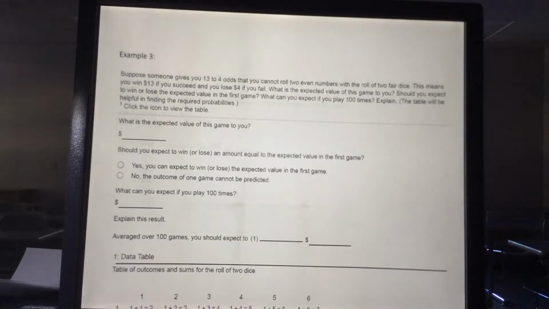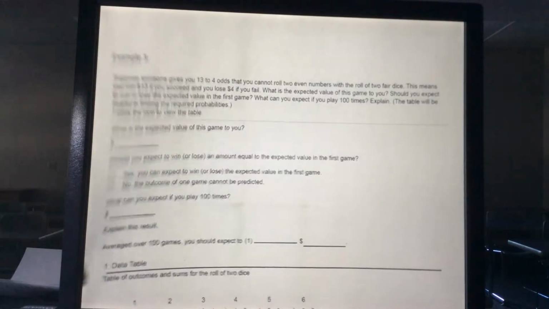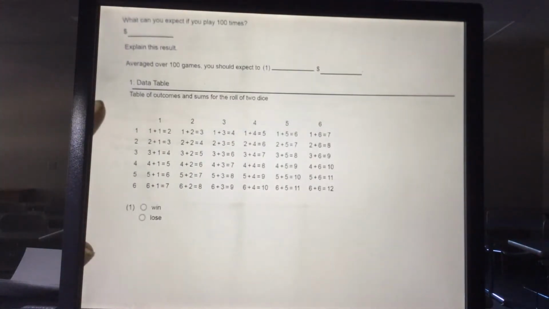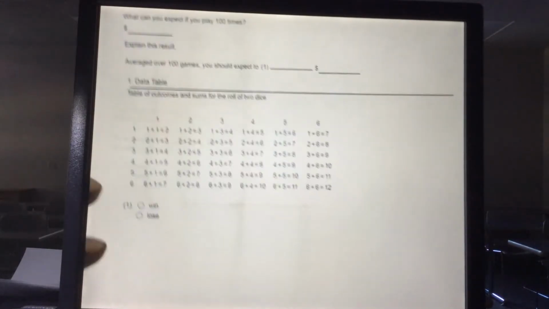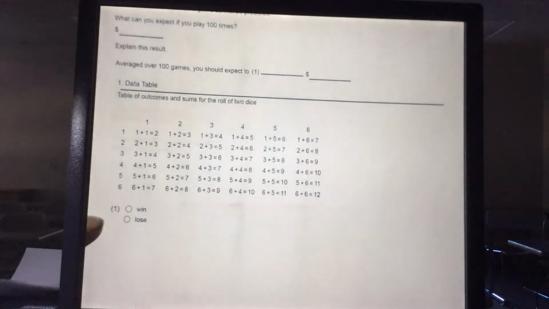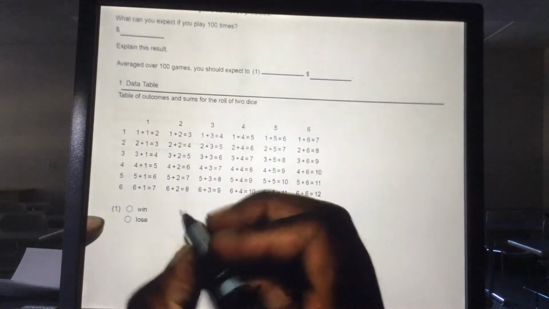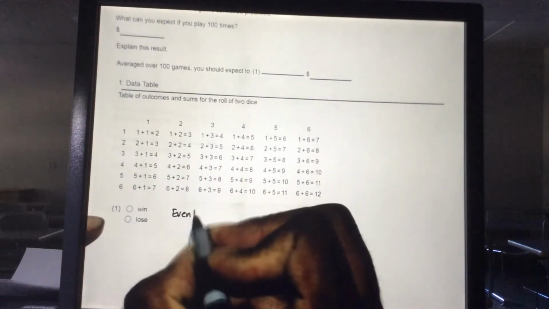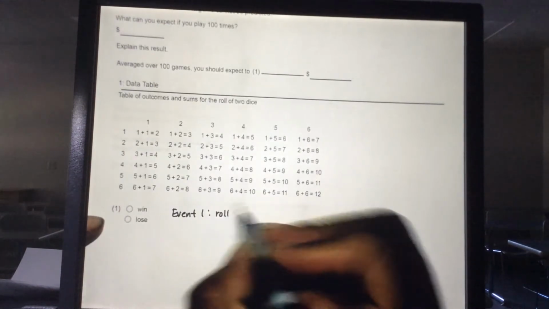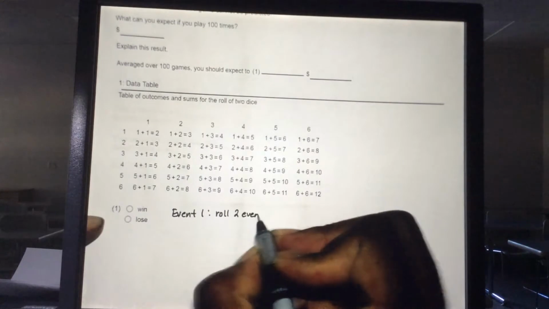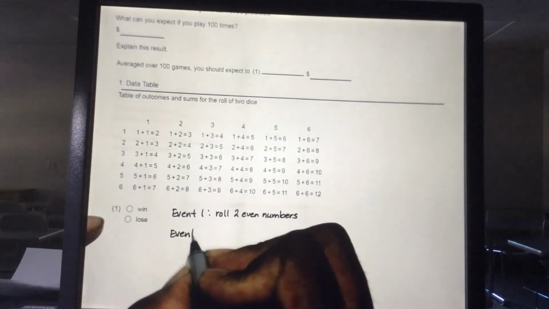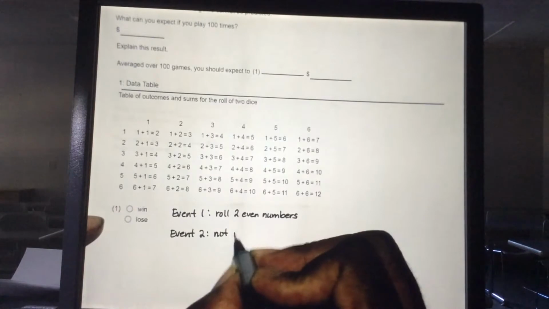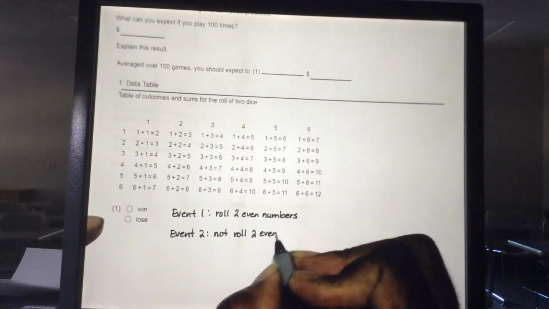Now, there is a table that will help you find the required probabilities. It's down here. There's an icon in the homework that you can click on, and you'll get this particular table. All right, so now let's try to answer what will be the expected value of this game to you. There are 2 events that we're going to be dealing with. The first event is rolling 2 even numbers. The second event is not getting 2 even numbers, so we'll just say not roll 2 even numbers.